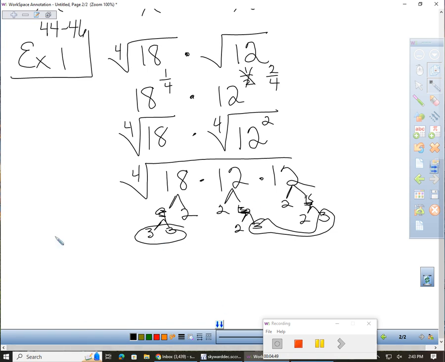So one group of 3s can come out. And I have a group of 2s that can come out. So we get 6 times the 4th root. What is the only thing left behind? A singular 2, yes. Wait, how'd you get the 6? Because we had a group of 3s and a group of 2s. Oh, okay. So we multiplied them together.